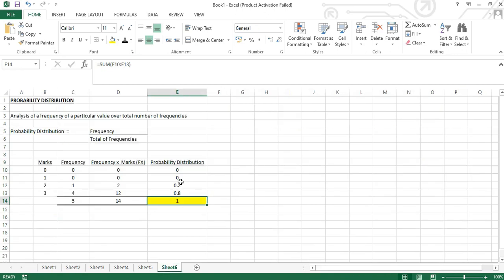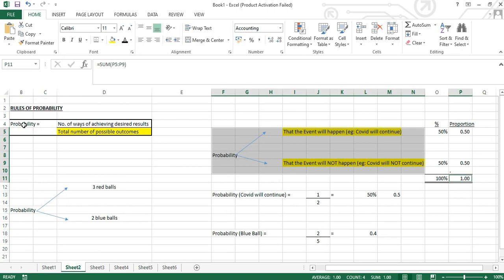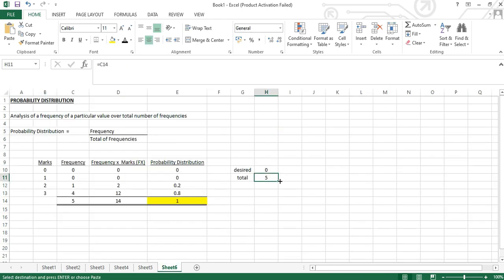So, this probability distribution also represents the probability. That means, what is the probability formula? Desired outcome divided by total outcomes. Total outcomes is 5. Out of 5, what is the probability that we will get 0 marks? Only 0 students got 0 marks. So 0 divided by 5. That is what we did. We applied this probability formula here.